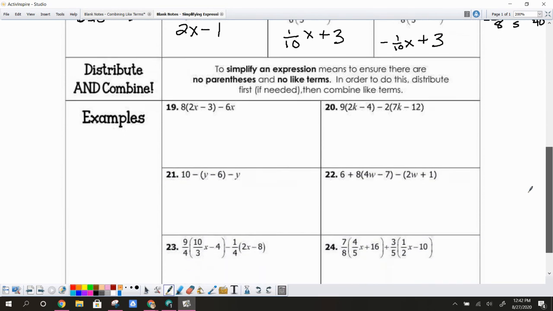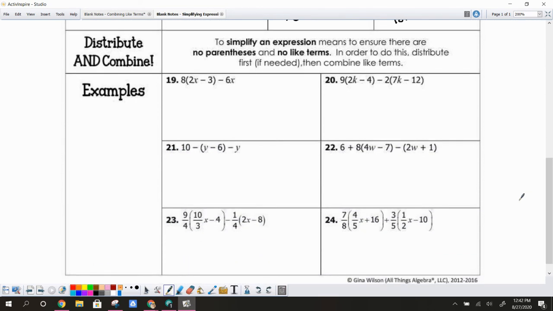Okay, so now that you know how to distribute, we want to make sure that we are distributing and combining like terms. So for number 19, what we need to do first is distribute everything. Then once everything is distributed, we're going to combine our like terms. Simplifying an expression just means that we're ensuring there's no parentheses and no like terms that can still be combined. So step 1 is to distribute, and then step 2 is to combine. Step 1, we're going to distribute and get rid of our parentheses first.